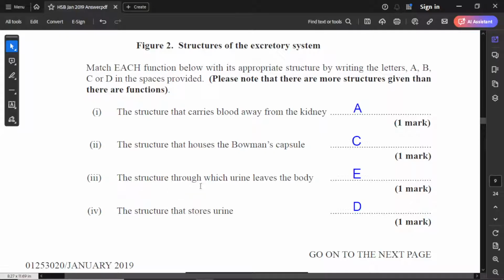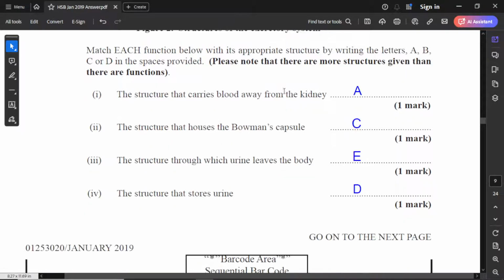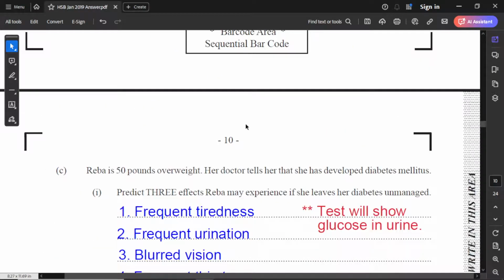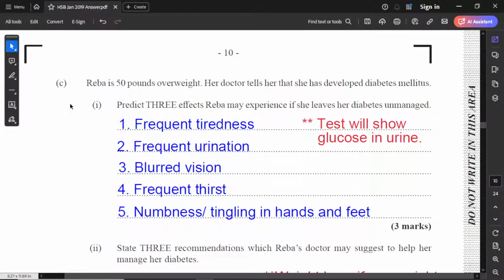And for part three, the structure through which urine leaves the body, and that is the urethra, which is labeled as E. And then it's the structure that stores urine, and that's the urinary bladder, which is D. All right, and so let's go to the next part of the question.